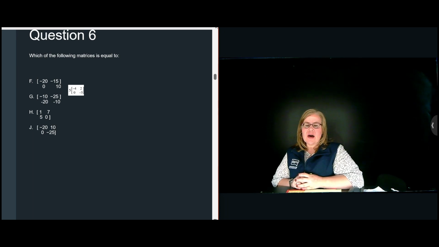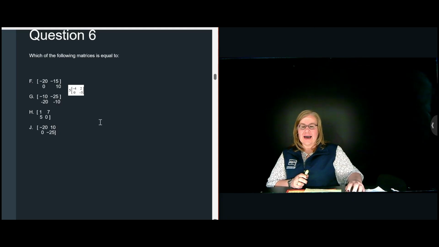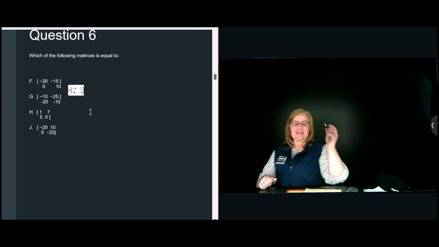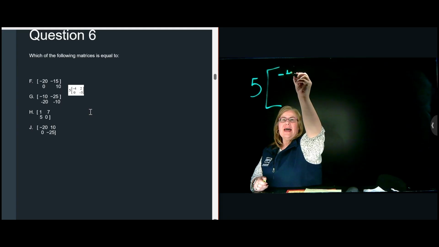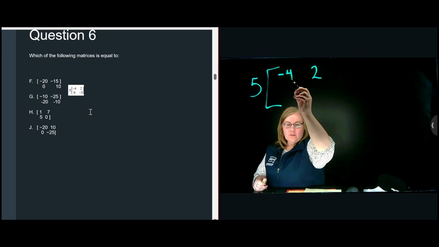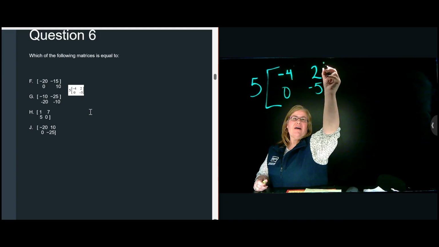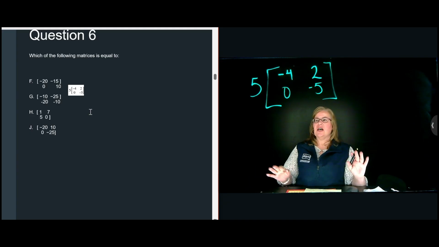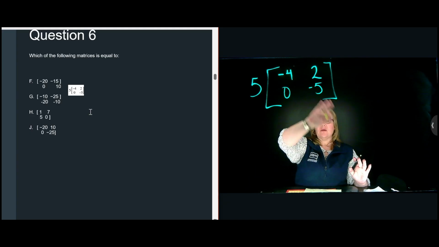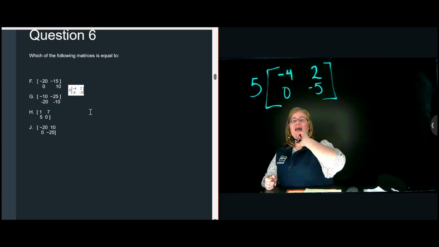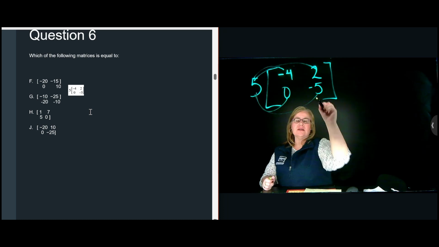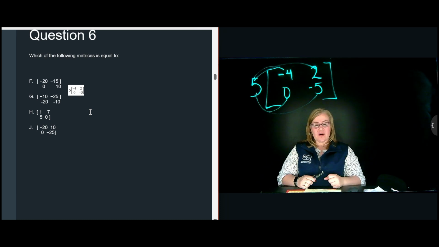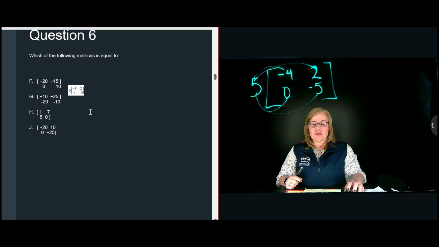It says, which of the following matrices is equal to, and then it gives the one here in the white. I'm going to rewrite it so we can see exactly what it looks like. So it has 5, and then the matrix of -4, 2, 0, -5. There's multiple ways that you can do this. You can multiply the 5 into all of the elements, or you can put this in your calculator. If you're going to multiply, you're going to multiply across on top and then across on bottom and put those exactly where they are when you multiply them. Or you can use a calculator skill.